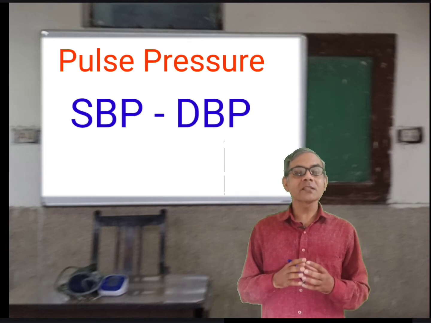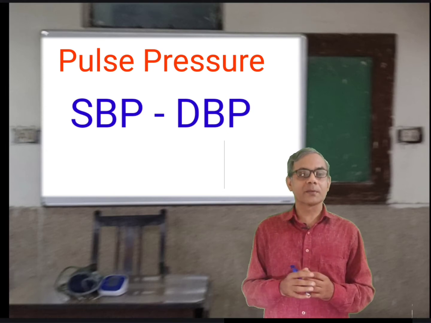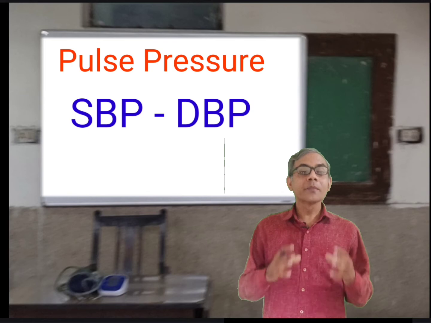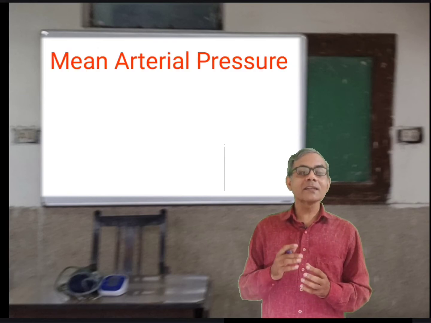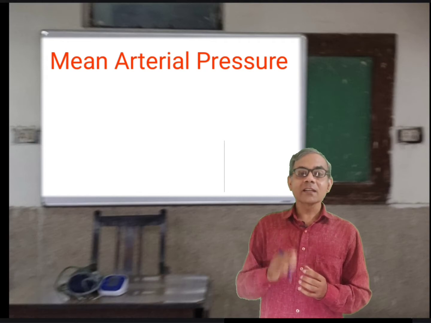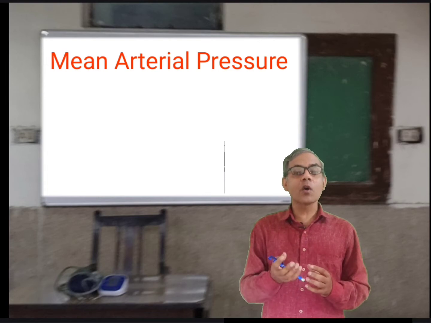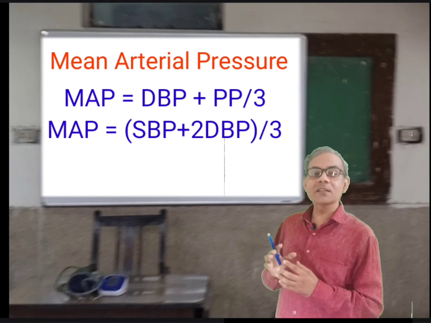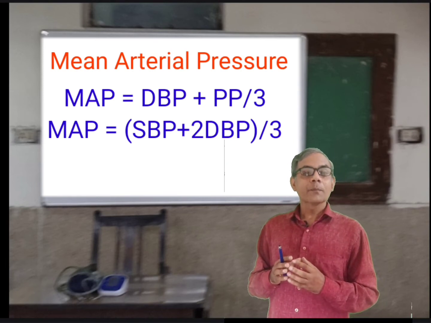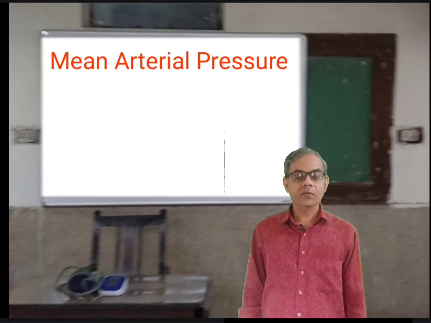Now pulse pressure. Pulse pressure is the difference of systolic blood pressure and diastolic blood pressure. Now mean arterial pressure. During the cardiac cycle, blood pressure is changing from diastolic to systolic continuously. So mean arterial pressure is a mean of blood pressure. Mean arterial pressure is diastolic blood pressure plus pulse pressure upon 3.